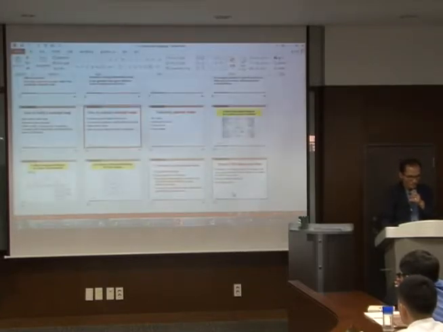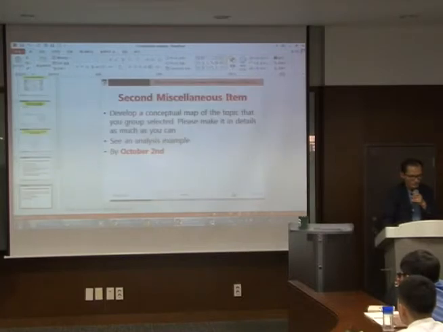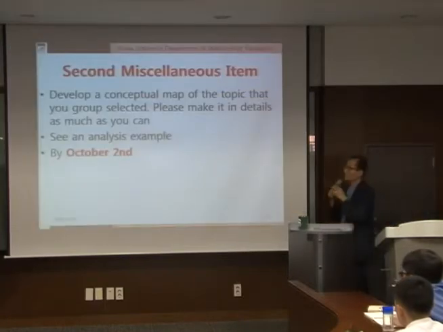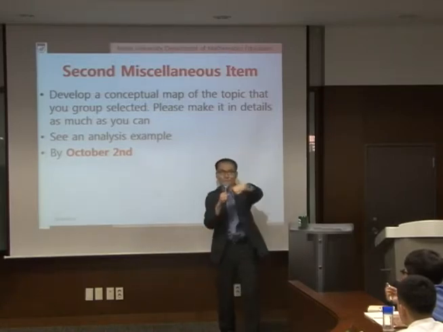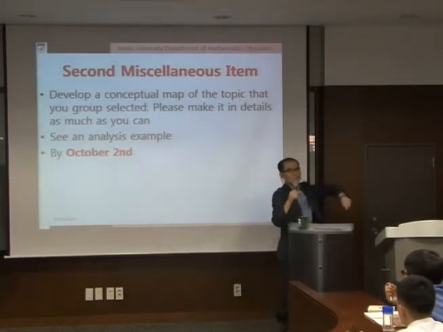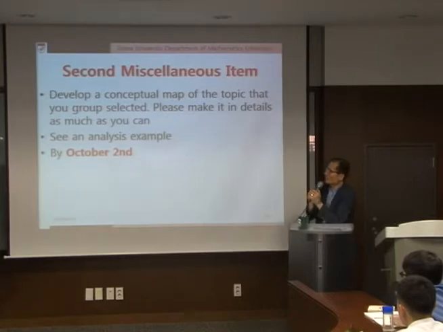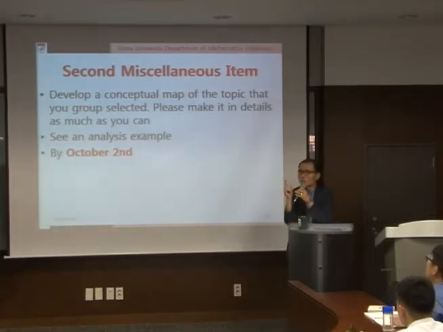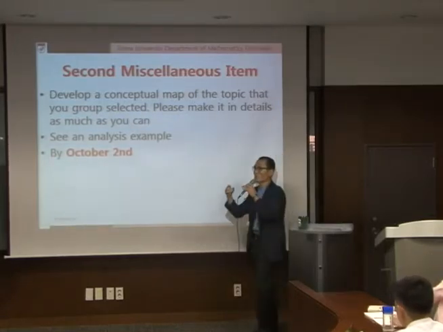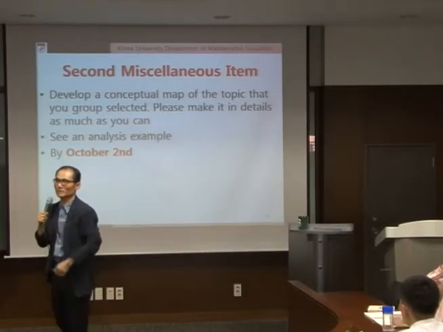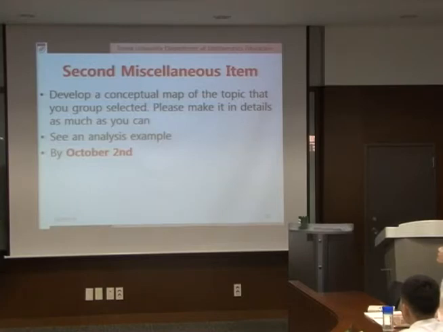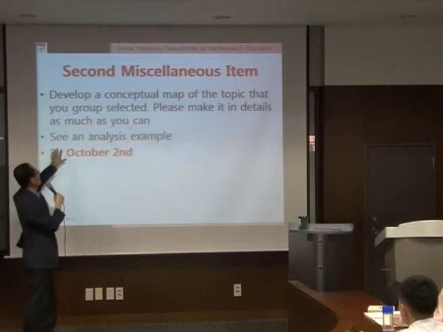So, the second miscellaneous item, by next Thursday. Basically, you already selected one topic, right? Except group 10, but I do know what topic you selected. So develop a conceptual map of the topic your group selected. Please make it in as much detail as you can.